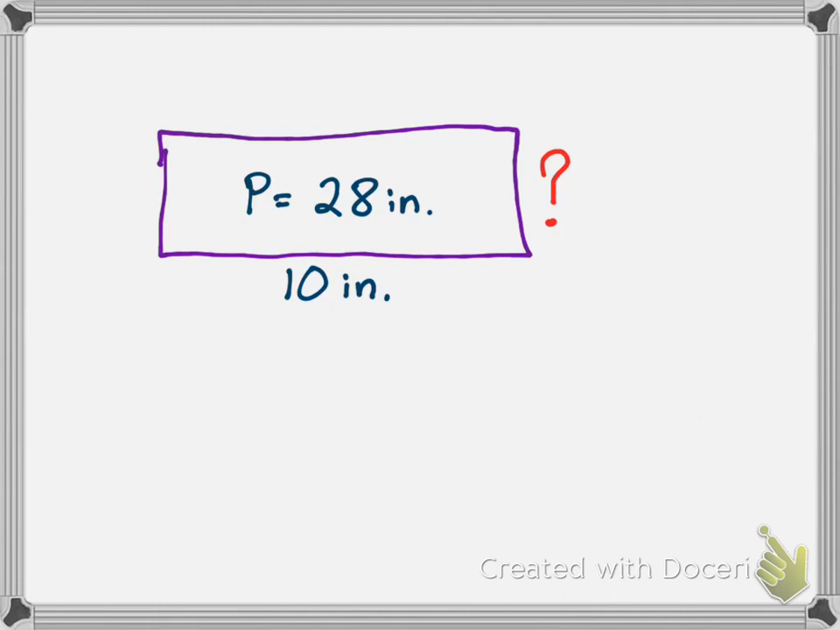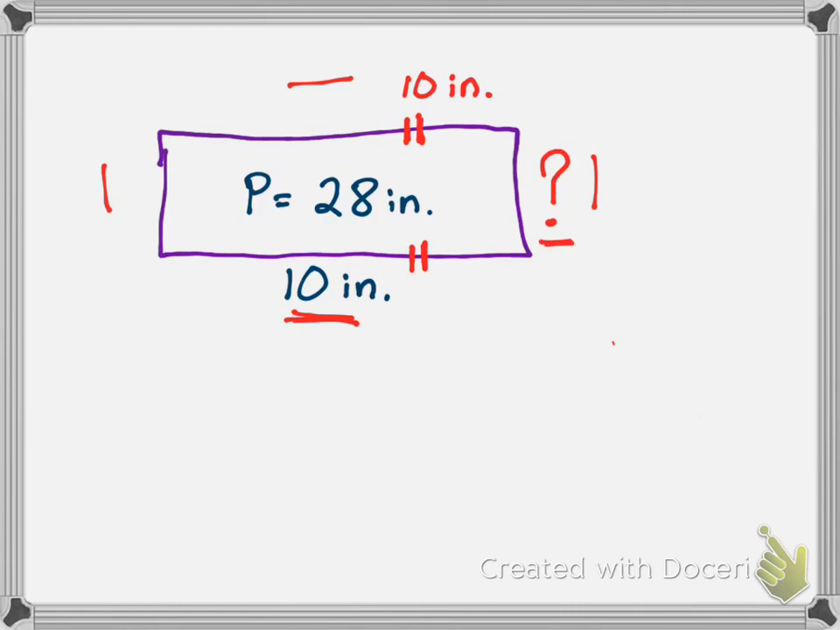All right, a rectangle is going to be different than a square. Not all sides are equal. So here in this rectangle, the perimeter is given to us, and it's 28 inches. So this side plus this side plus this side plus this side is all equal to 28 inches. How do we figure out the other sides? Well, we remember that this side is parallel and equal to this side. So if this side is 10 inches, this side has to be 10 inches also.